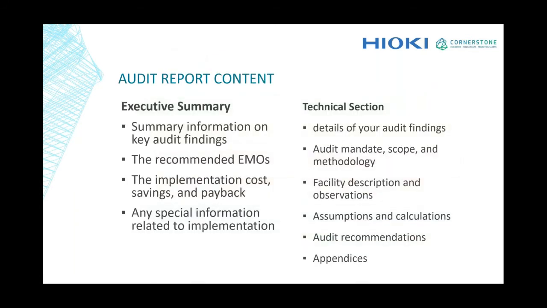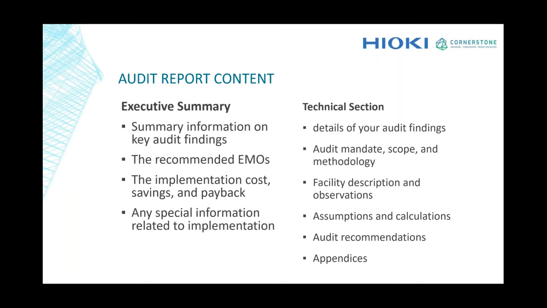So usually the contents of an audit report look like this. There's an executive summary which should be read by the top management to understand the summary of the key findings, what the recommended energy efficiency measures or energy management opportunities are that we have identified, what the implementation cost is, so is it feasible to actually put the solution forward, how long it will take for the savings to be received, and also how long it takes for the money that has been invested to be brought back to the customer or the end user, and any other specific information related to the implementation.